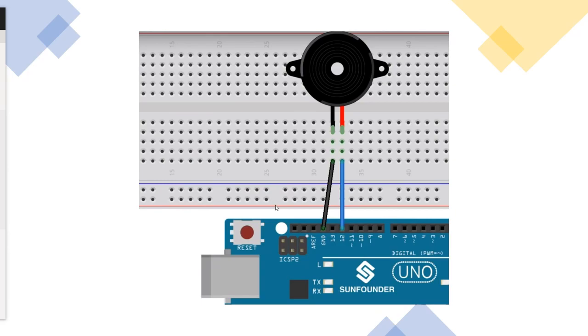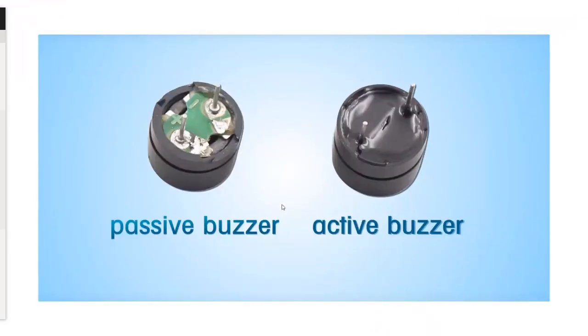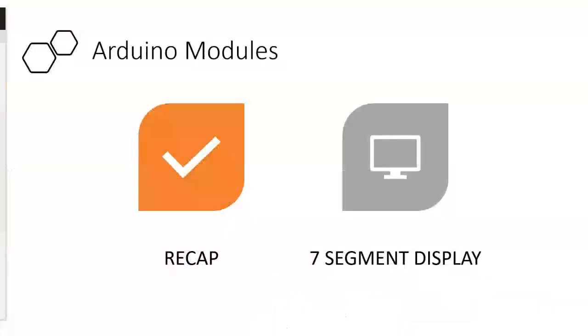Sorry for talking too long without engaging you. Remember about the buzzer, the active versus passive buzzer. That one is now done. Today we want to talk about the 7-segment display.